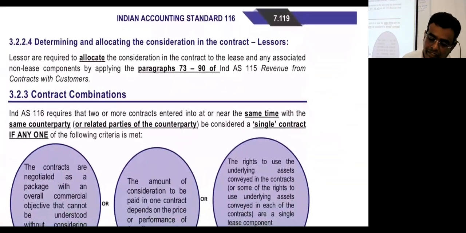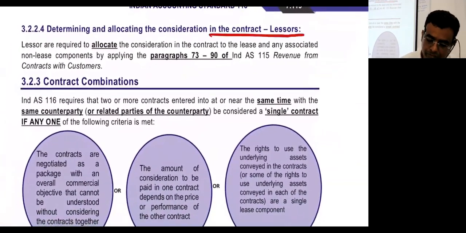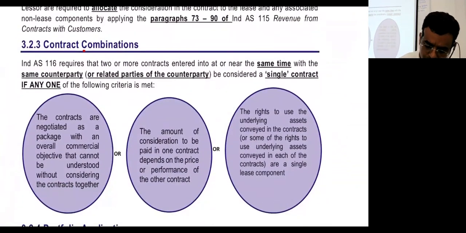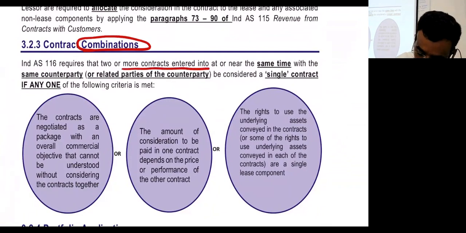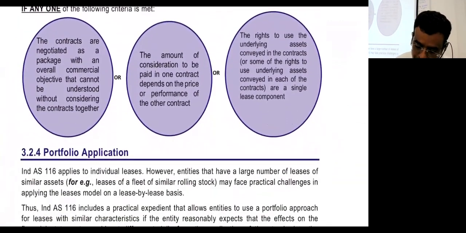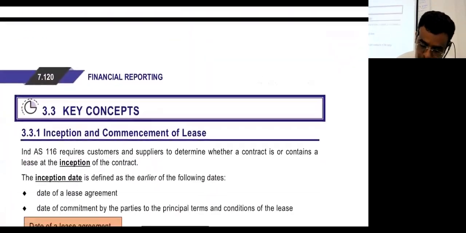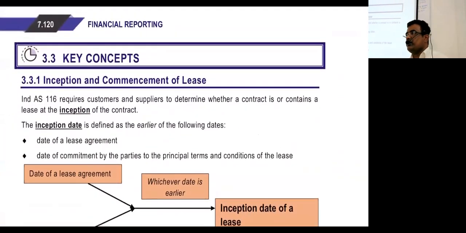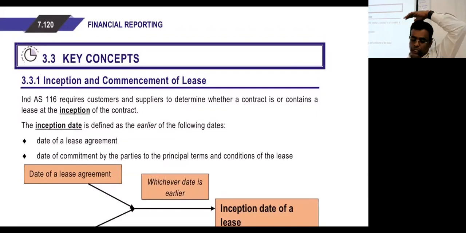Determination and allocating of consideration in the contract. Contract combination, did we discuss that? Two or more contracts entered at near or same time, we will be combining together. Yes or no? Portfolio acquisition is over. This is the combination problem, but we have 115. I hope we are clear.